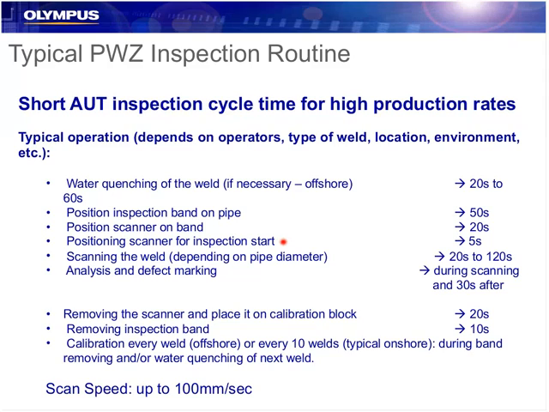Scanning the weld, the system can operate at up to 100 millimeters per second typically. This is going to vary by how many beams we have, how thick it is, all the variables. So it's really going to depend on the pipe diameter, the thickness, how many beams we're using based on the joint geometry.